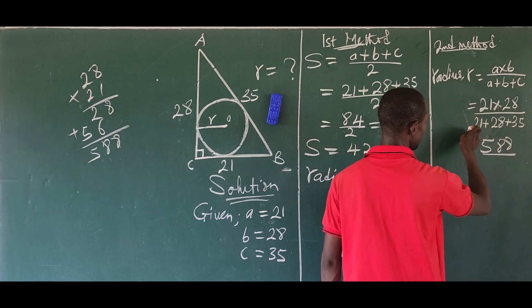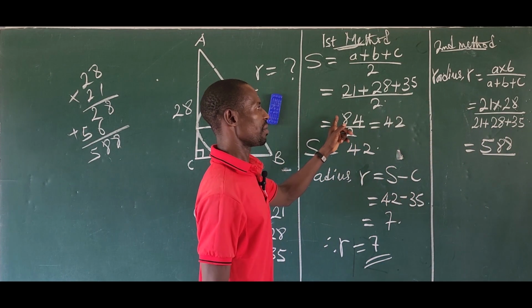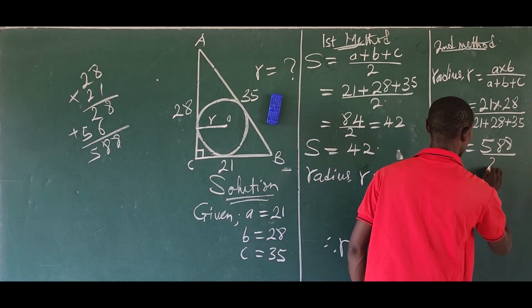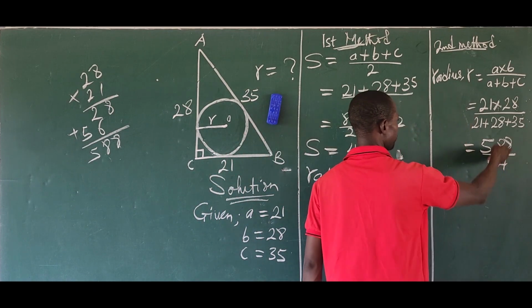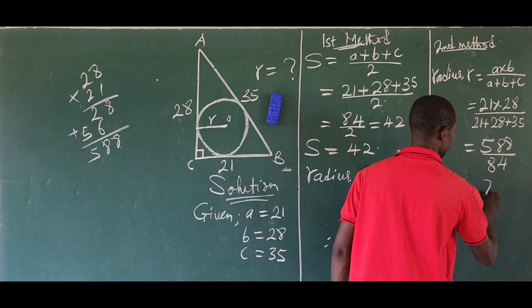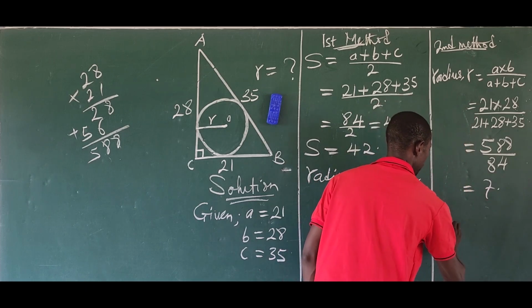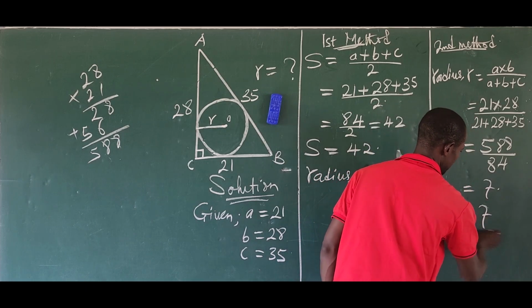If we add up this, that is what we did here already. That will give us 84. Now if you divide this out, it's going to give you 7. So therefore, our r is equal to the same 7.